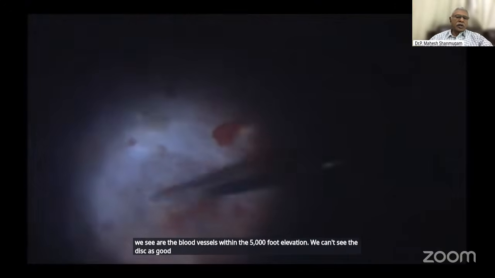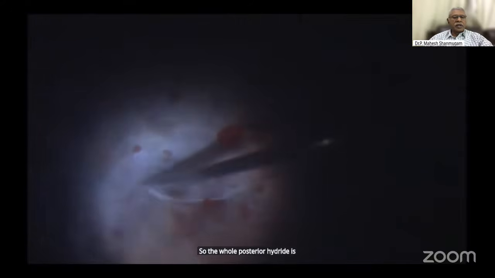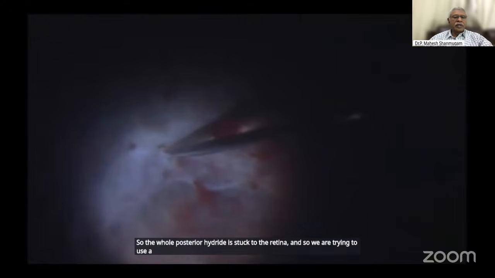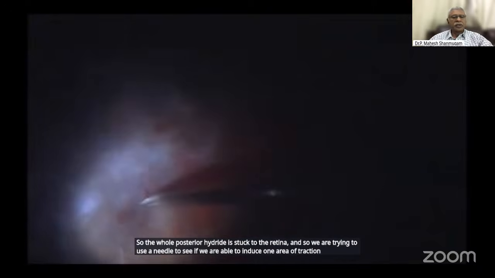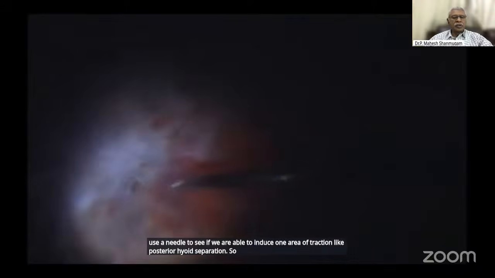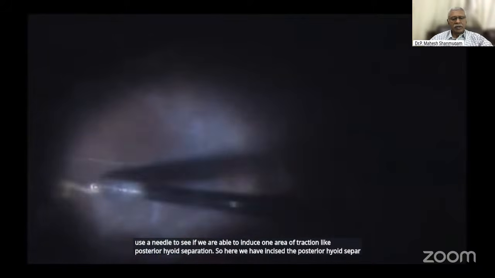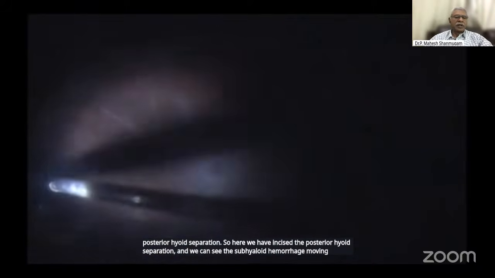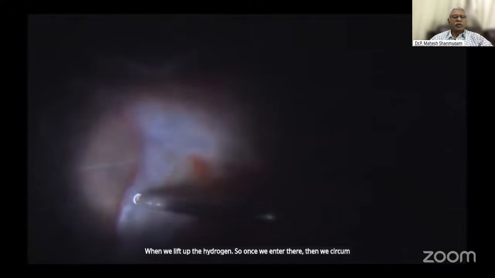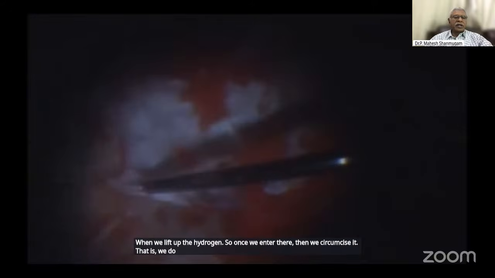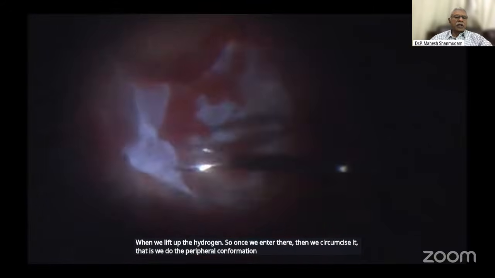So the whole posterior hyaloid is stuck to the retina. And so we are trying to use a needle to see if we are able to induce one area of posterior hyaloid separation. So here we have incised the posterior hyaloid, and we can see the subhyaloid hemorrhage moving when we lift up the hyaloid. So once we enter there, then we circumcise it. That is, we do the peripheral truncation, and I usually use a foldback technique.